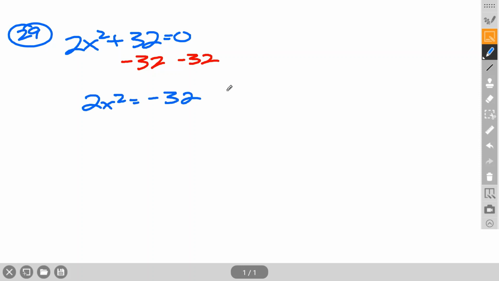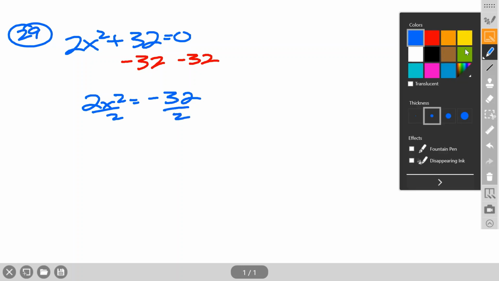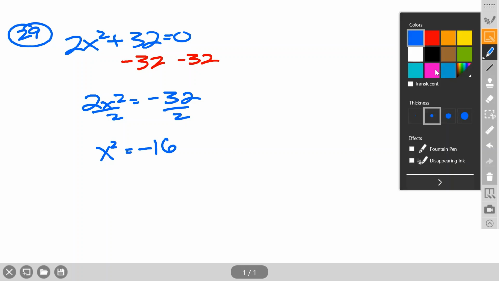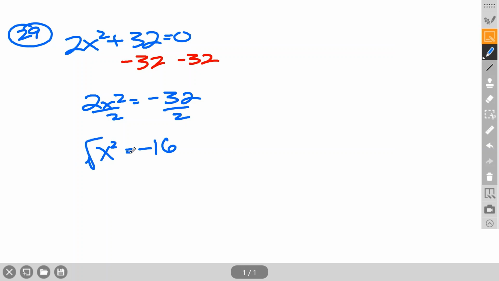29, solve for x, and it looks like we're looking at the square root method here. So 2x squared plus 32 equals 0. Let me subtract 32. So 2x squared equals negative 32. Divide by 2. So I got x squared is equal to negative 16. Square root both sides. Don't forget the plus or minus. So x is equal to plus or minus 4i.